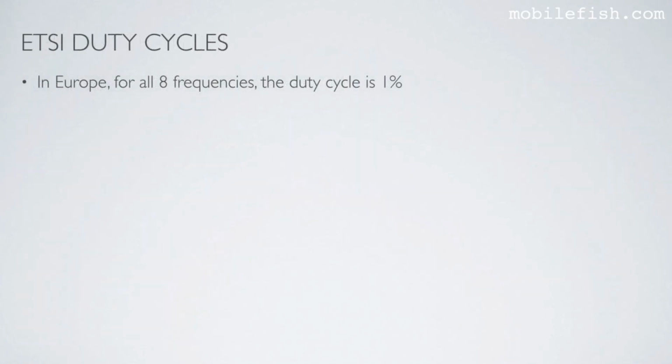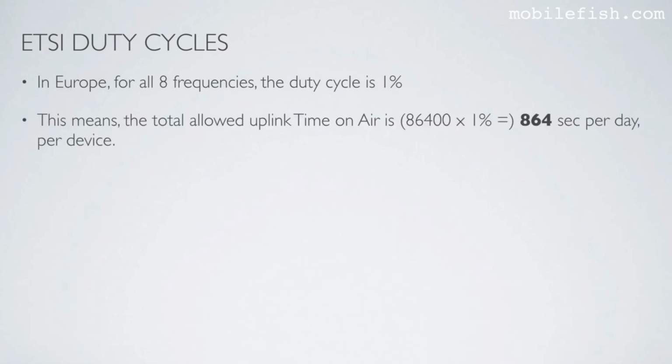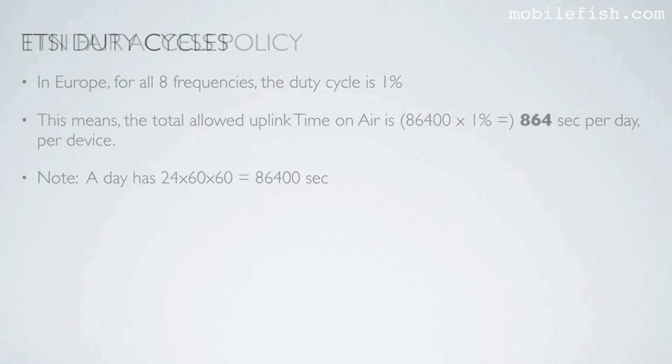In Europe, for all 8 frequencies, the duty cycle is 1%. This means the total allowed uplink time on air is 864 seconds per day per device. And please note, a day has 86,400 seconds.